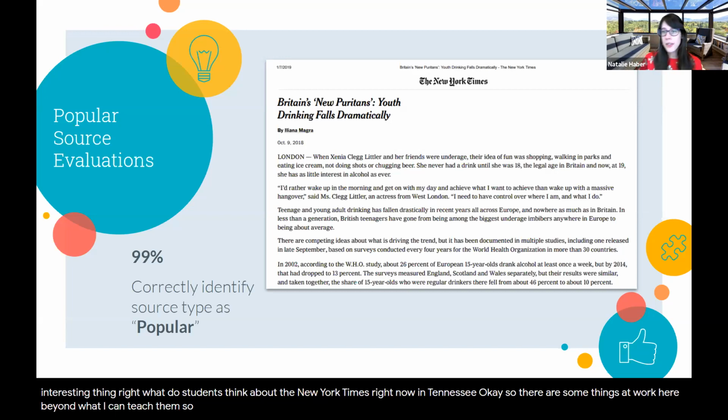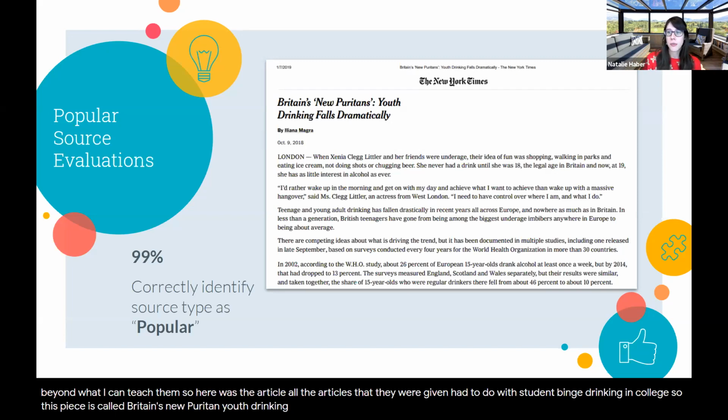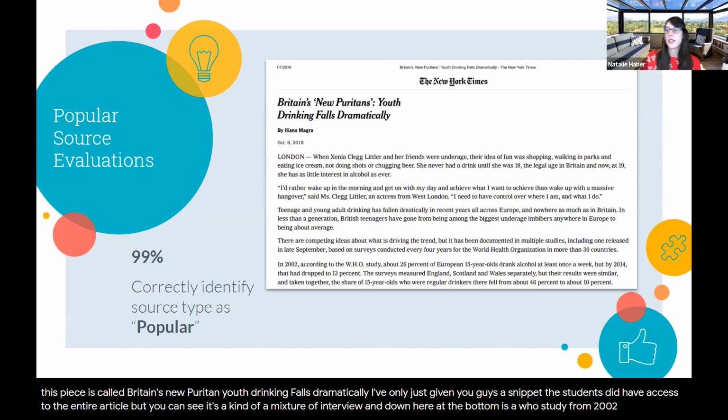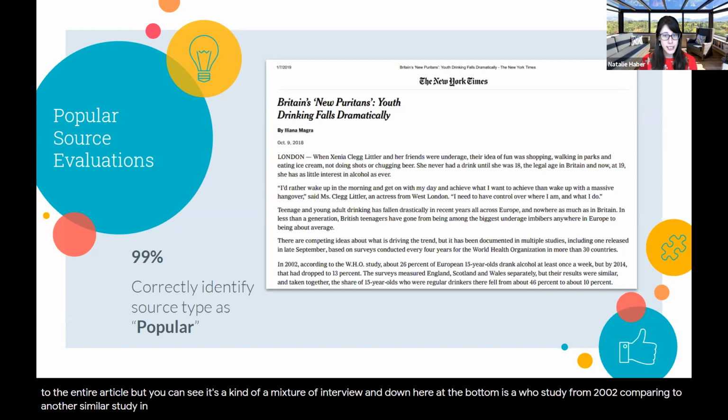So here was the article. All the articles that they were given had to do with student binge drinking in college. This piece is called Britain's New Puritan Youth, Drinking Falls Dramatically. I've only just given you a snippet. The students did have access to the entire article, but you can see it's a mixture of interview, and down here at the bottom is a WHO study from 2002 comparing to another similar study in 2014.